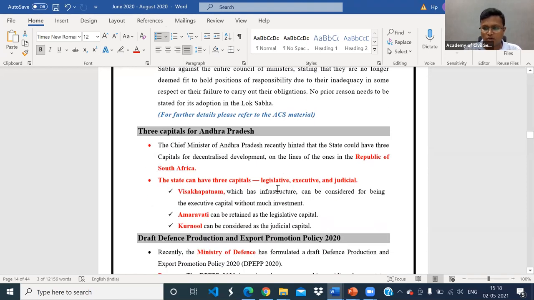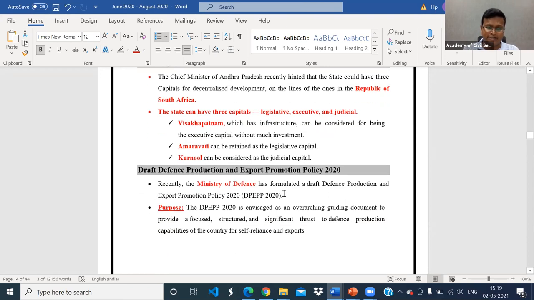Next one, three capitals for Andhra Pradesh. Now a question might come: who decides how many capitals there should be for a state? What is the procedure for that? It can be decided by the state government. Similarly, the Republic of South Africa has multiple capitals, Cape Town, Johannesburg and so on. Andhra wants to go for three capitals: a legislative capital, an executive capital and a judicial capital. Visakhapatnam will be the executive capital, Amaravati will be the legislative capital, and Kurnool will be the judicial capital. That is the aim of Andhra. Who can decide it? The state government can decide it.